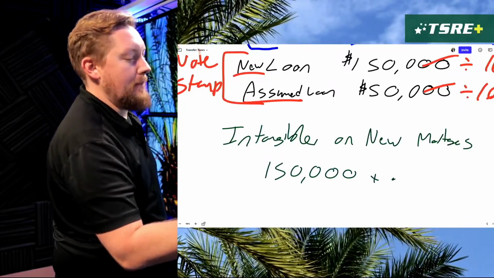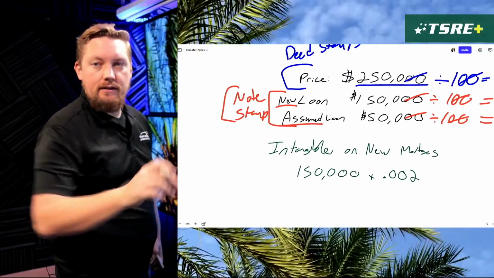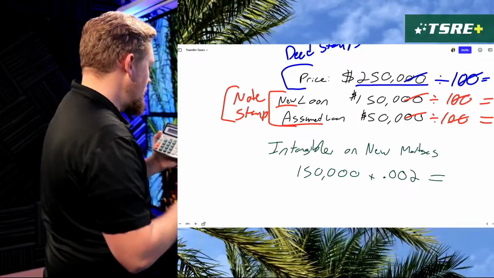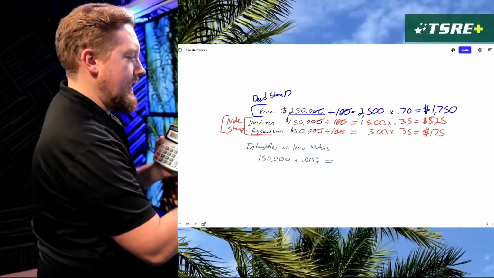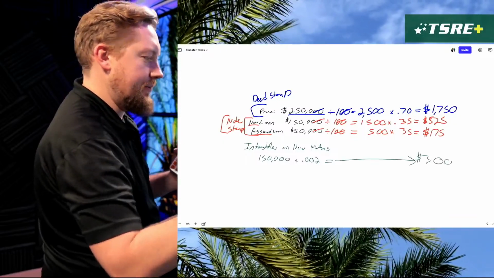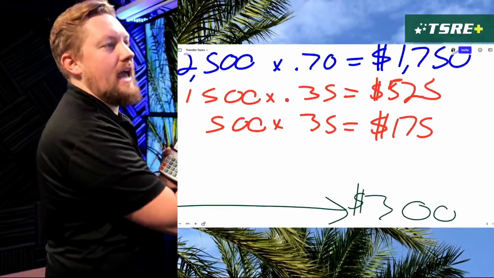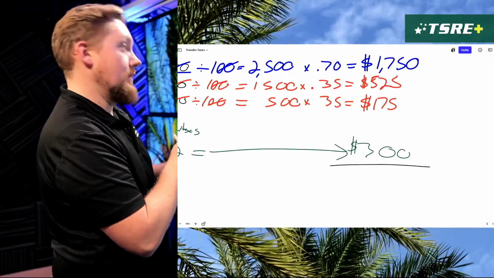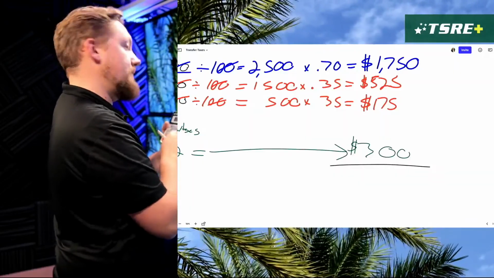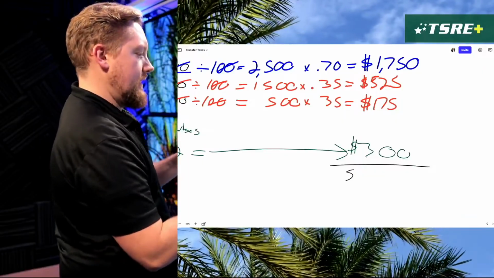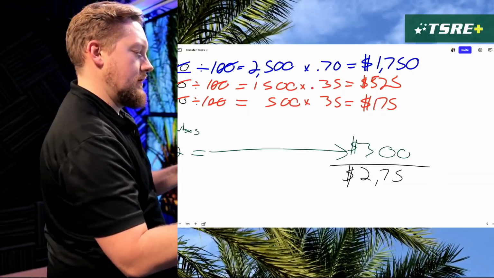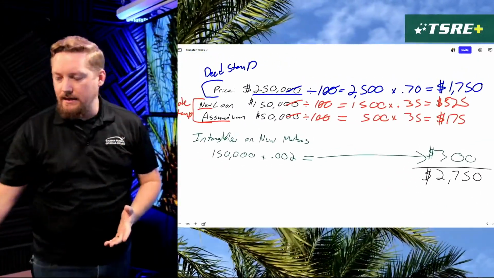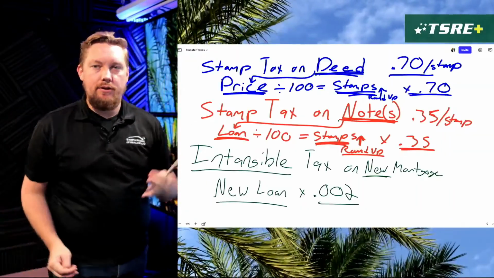$150,000 and we multiply that by 2 mils, 0.002. This one, vastly simpler, especially with a calculator. 150,000 times 0.002. And our intangible tax is going to be another $300. You can see how much shorter the math is here. We'll carry that over here for the $300 for the intangible tax. And now we can just add these up. Our stamp on the deed, our 2 note stamps to get the total. So we've got $1,750 plus 525 plus 175 plus 300. And we get a total of transfer taxes of $2,750.